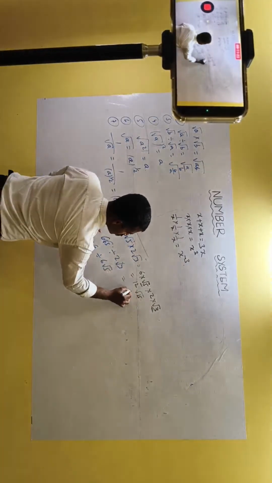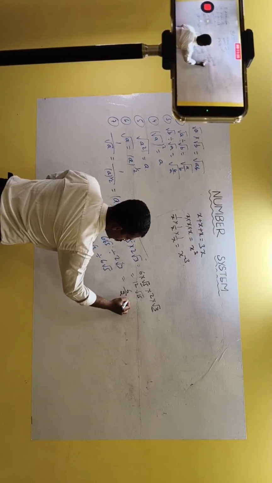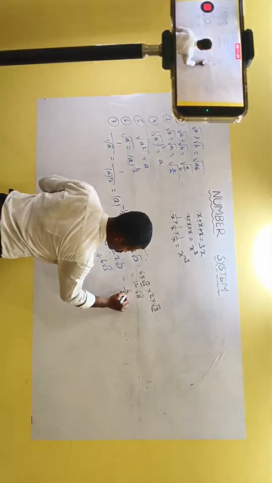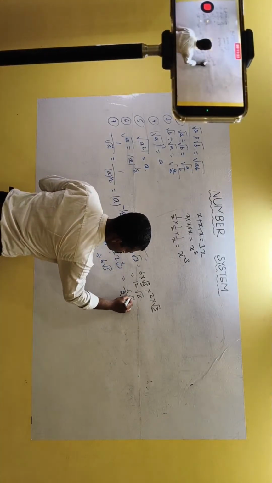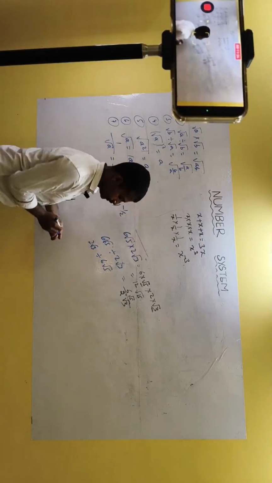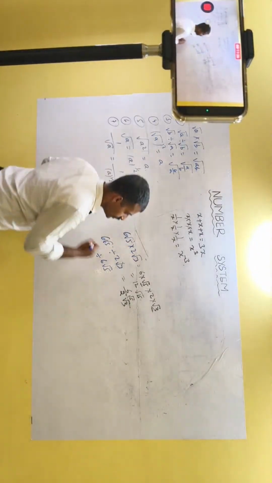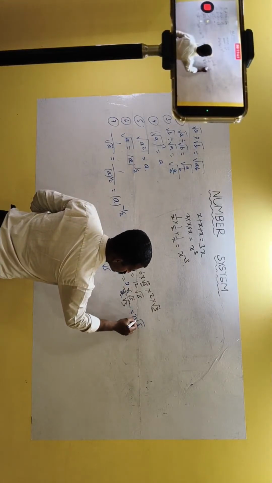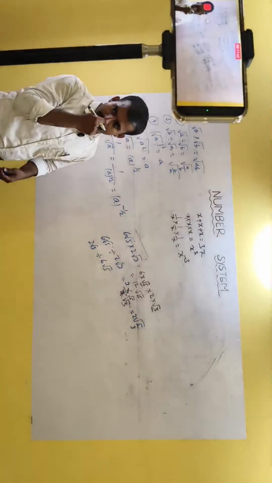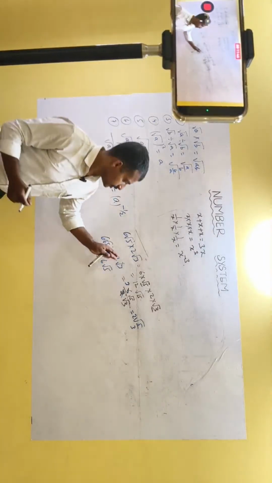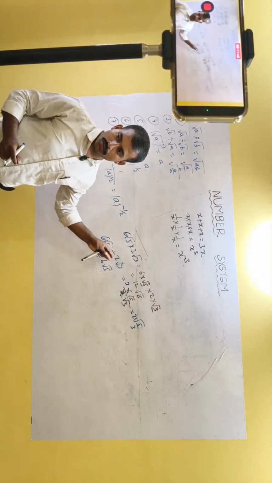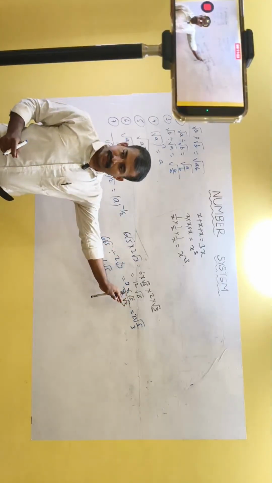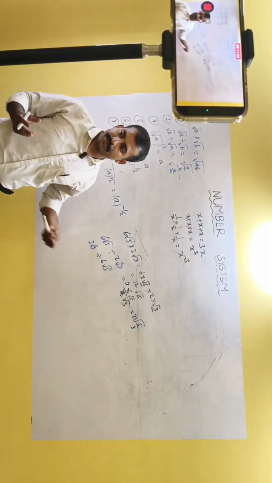Here, 6 root 5 divided by 2 root 3 is given. So you can write here 6 root 5 and here 2 root 3. Now we can write 6 by 2 is 3, equal to root 5 by root 3, into 3 root 5 by 3. So we will solve the irrational part separate, rational part separate, integer part separate.